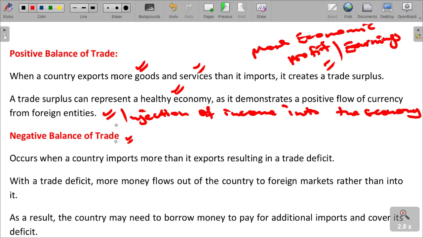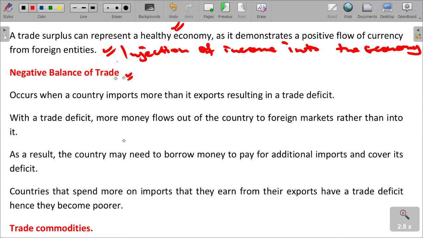It can be a good economic situation for the improvement of the economy, creation of employment, improvement of the standards of living of our people, and various positive advantages, infrastructural development, project development, and initiatives. All those we can identify when we have a positive balance of trade.